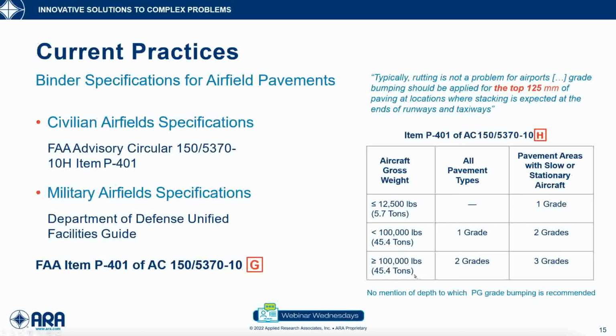So for example, for a very heavy aircraft, let's say a 777-300, waiting on a taxiway, that area needs to be bumped by 3 grades. However, there's no mention of the depth to which the PG grade bumping is recommended. They just say that you need to bump the grade, but how deep? 100 millimeters, 200 millimeters, 50 millimeters. So that's what was missing.